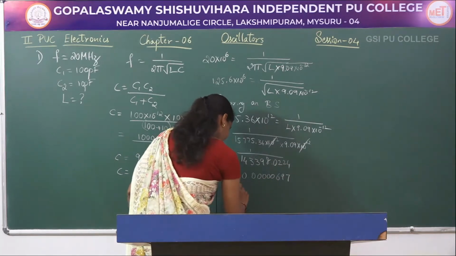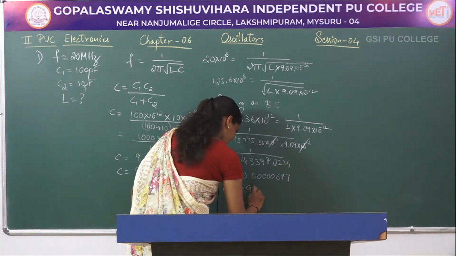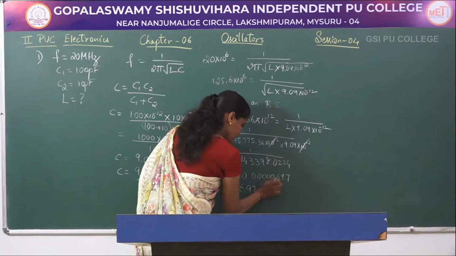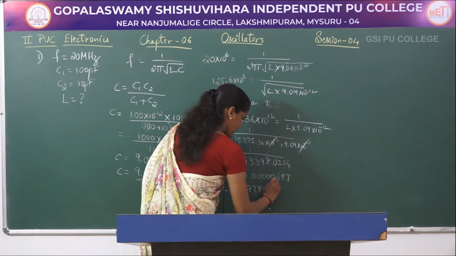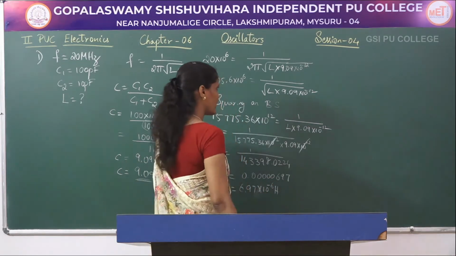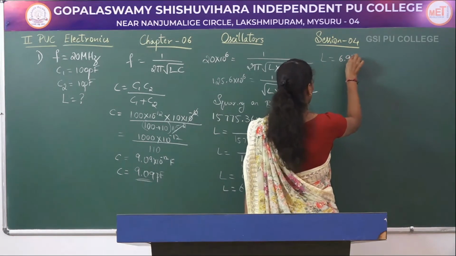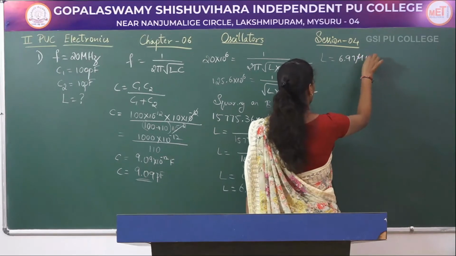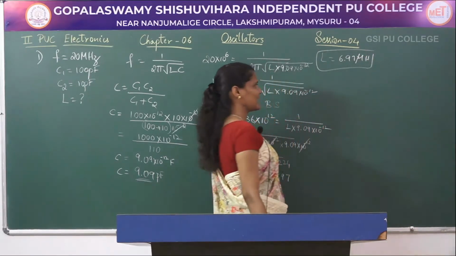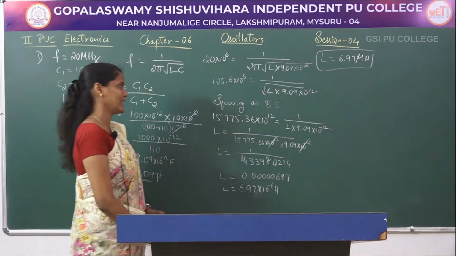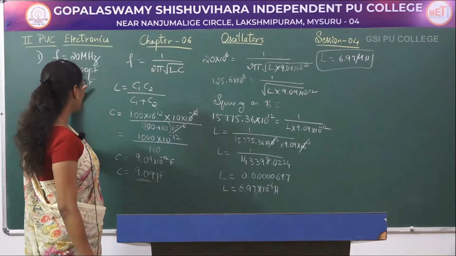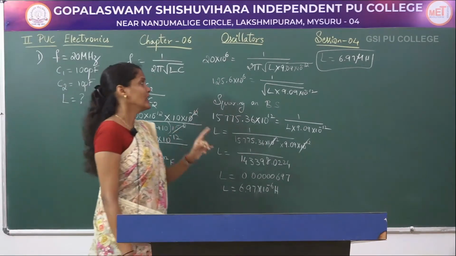So L will be equal to 6.97 into 10 to the power of minus 6 Henry, or L is equal to 6.97 micro Henry. So this is the final answer what we will be getting for this particular problem, where frequency, C1 and C2 are given.